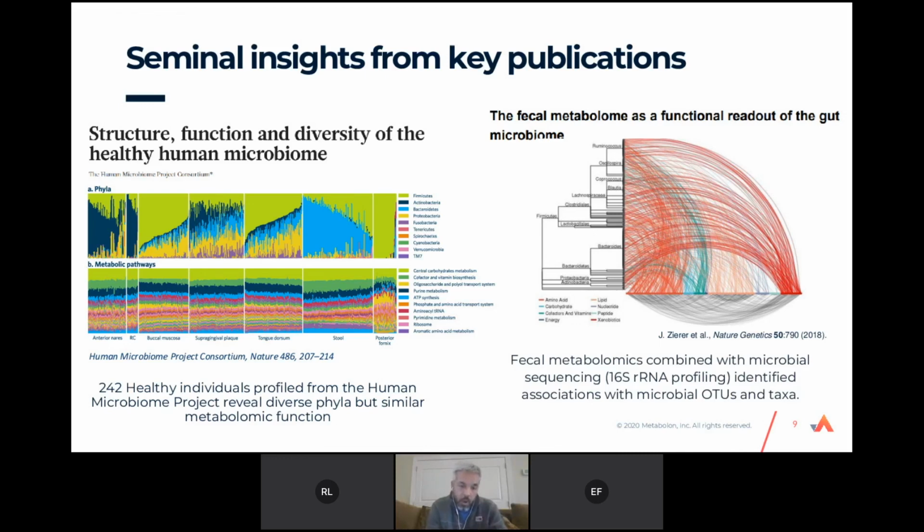So again, on the y-axis, we have the bacterial species, and on the x-axis, you have the different classes of metabolites. And by combining these fecal metabolomics with microbial sequencing, in this case 16S profiling, it was able to identify associations with microbial OTUs and taxa. So you can see that just by looking at the metabolites, you can identify whether or not the diversity is penetrant. For example, on the left, you can see associations between the metabolome and the microbiome. You can get estimations into alpha diversity by the Shannon index on the previous slide.